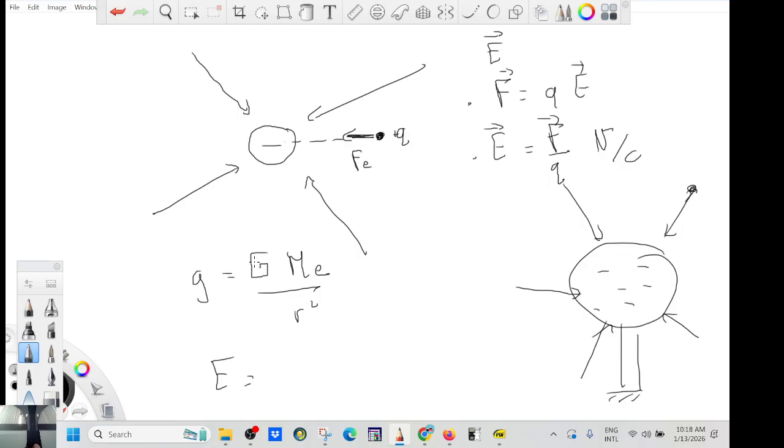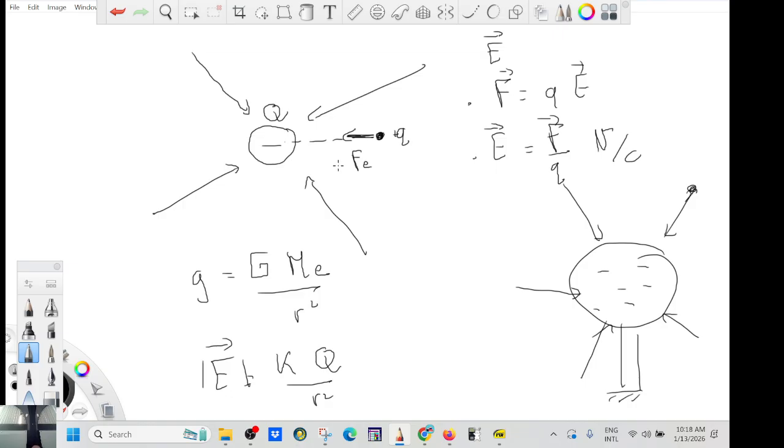Instead of G, the gravitational constant, we have K, the electric constant, right? 9 times 10 to the 9. Be careful, the electric force is much larger. What's the source? Before we had the mass of the Earth, so now we're going to have the charge, and it will be distance squared. So that will be the magnitude of the electric field, except the configuration is radial.